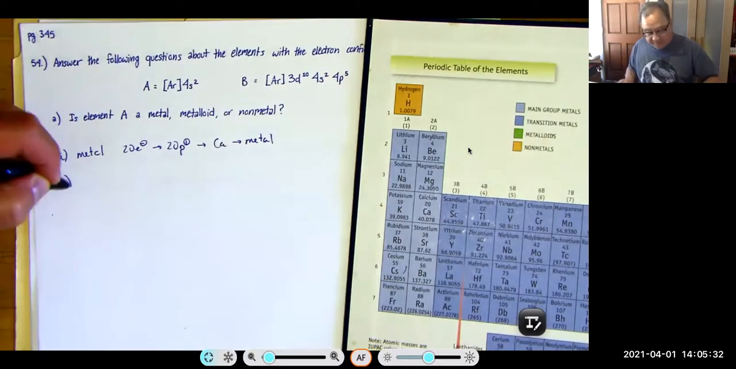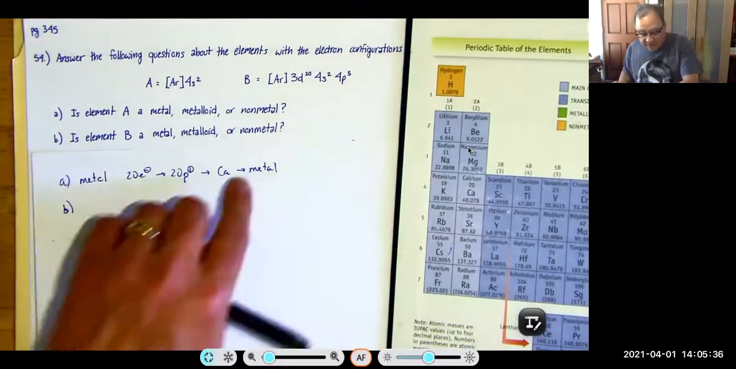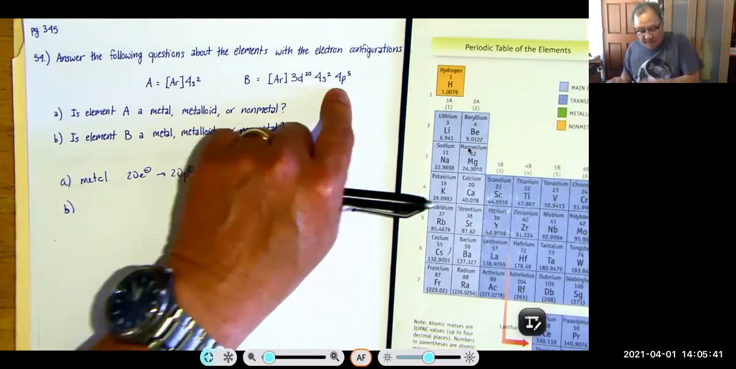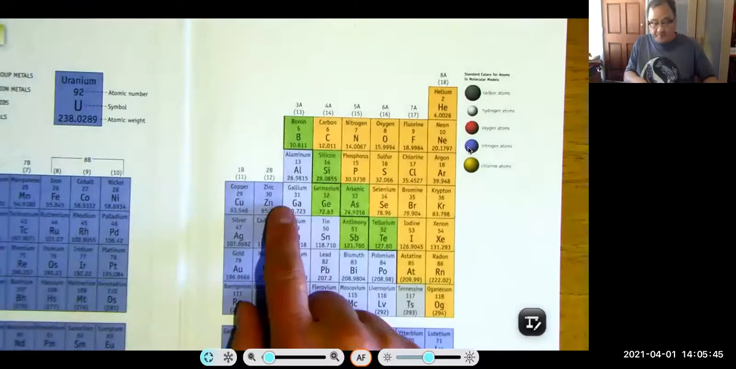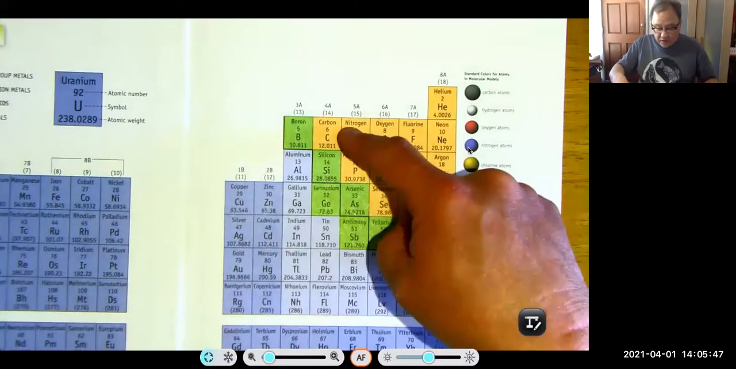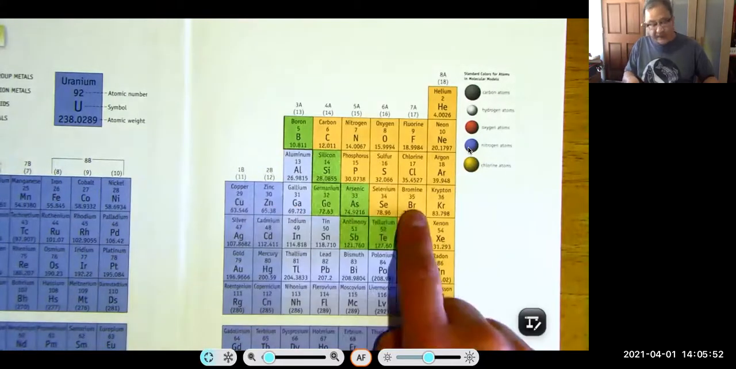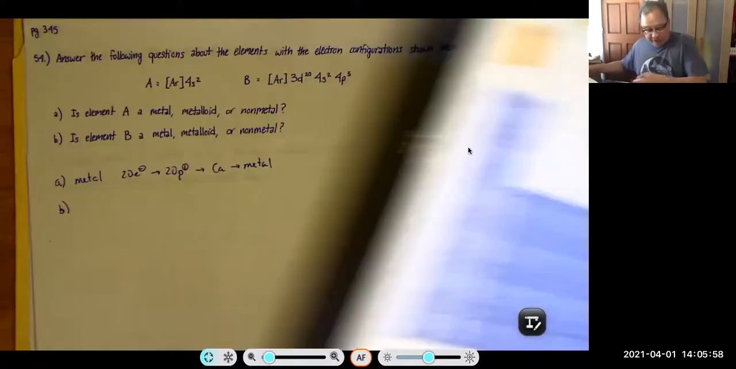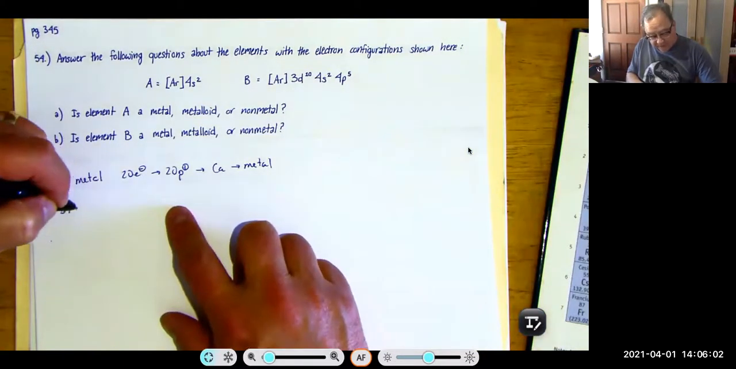Okay, how about B? Is element B a metal, metalloid, or non-metal? Now, do you see how this is a 3d10, 4s2, 4p5? So the 4p5 puts it right here, 2d, 3d, 4d, 4p5 puts it at bromine, I believe. So bromine has 35 protons. So for B, we can do the same thing. We're going to say it's a non-metal.